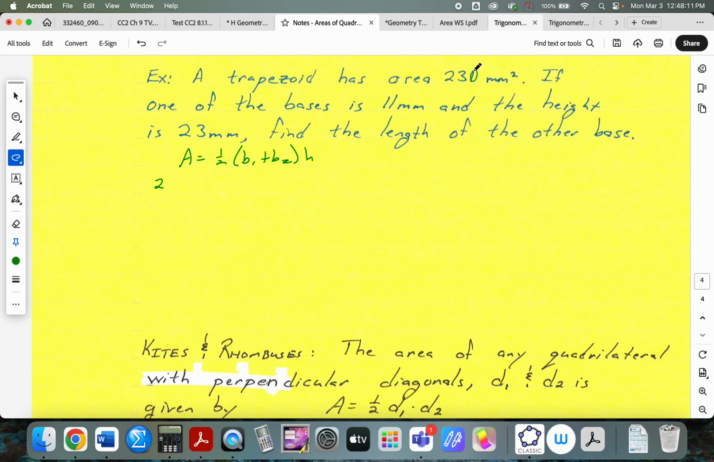Let's make this 230. I think I meant to change that and did not. I think if we don't, it becomes unnecessarily ugly. So 230 is equal to half. One of the bases is 11. I don't know the other base. I know that the height is 23.